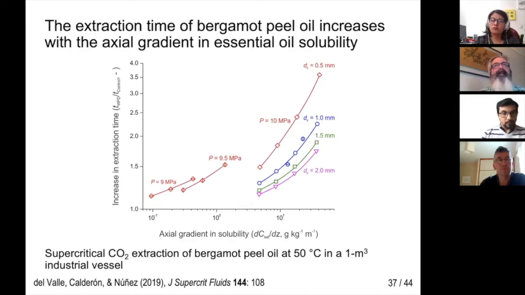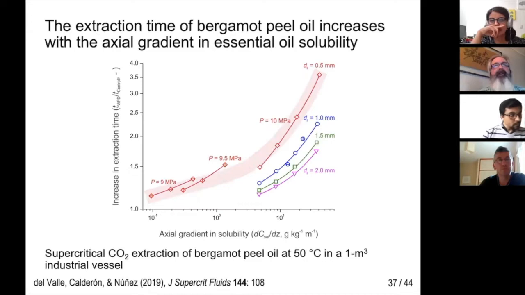The abscissa in this graph is the product of the change in the solubility with pressure and the change in pressure with position. The former depends on phase equilibrium, whereas the latter depends on the pressure drop in the packed bed. This figure shows the immense dependency of extraction time on particle size. The extraction time increases by a factor of about 4 in the most unfavorable conditions, related to a reduction in bed porosity from 0.35 to 0.2.